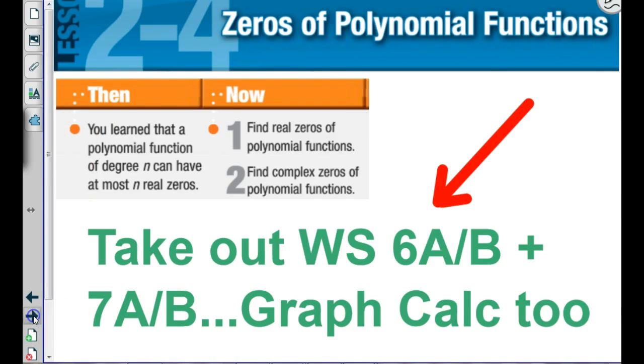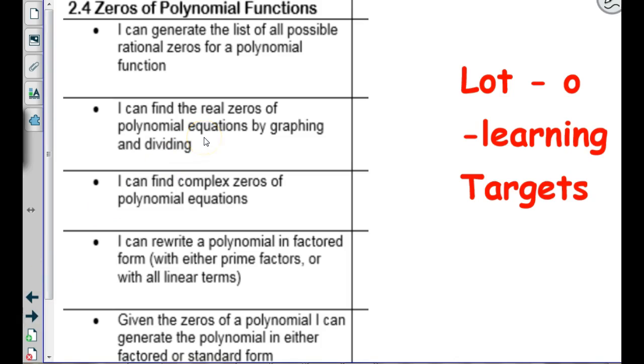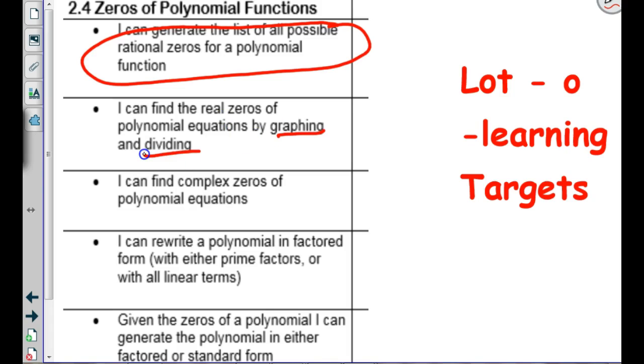Okay, now we're going back to worksheet 6. There's a whole list of learning targets for this section. It says you can generate a list of all possible rational zeros, and that's what we talked about briefly at the beginning of the hour yesterday. I'm going to review that. Then you can find the real zeros by graphing and dividing. We've done some of that already. Then you're going to find complex zeros and be able to write a polynomial.